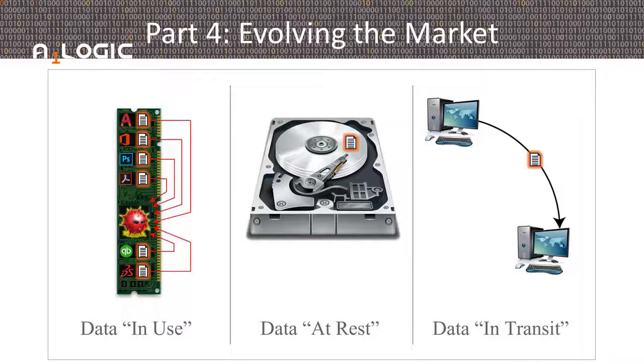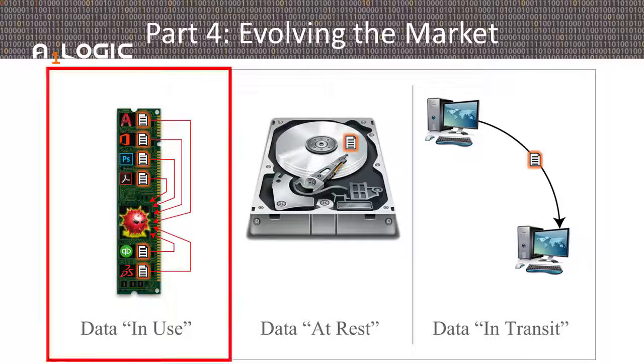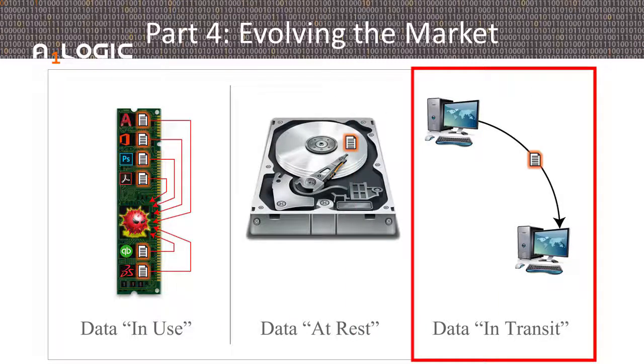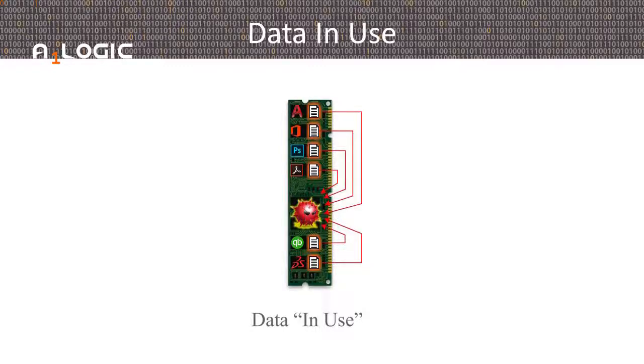In this section, we will discuss the three states of data, starting with the lesser known data in use, and then covering the well-known data at rest and data in transit states. Data in use is when it is loaded in memory and used by running applications.